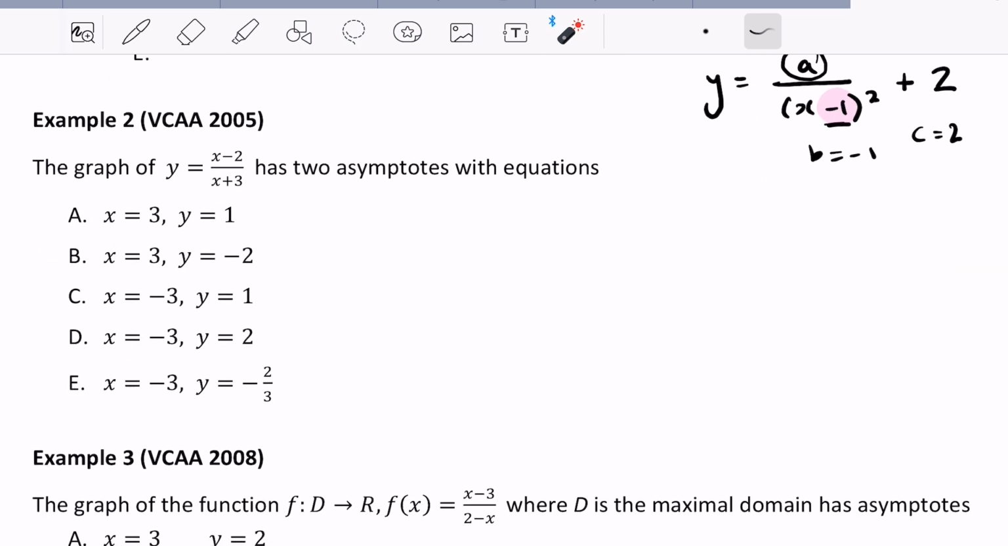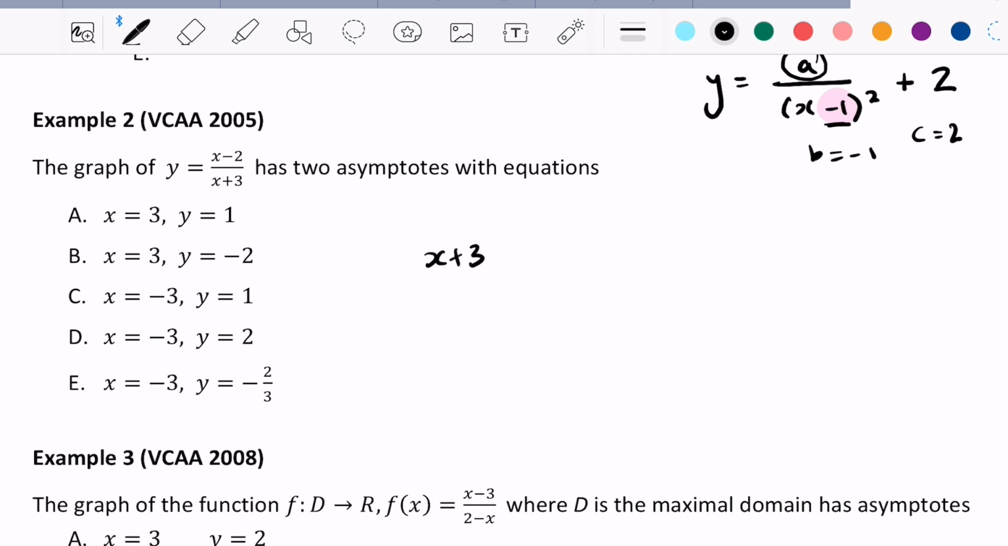Question 2. The graph of y equals (x minus 2) on (x plus 3) has two asymptotes with the equations. We can't really tell what the function is from this point. You can go ahead and use your CAS calculator if you like, but the easiest way to do this is to long divide so we can actually see what the function looks like, which would be a hyperbola.